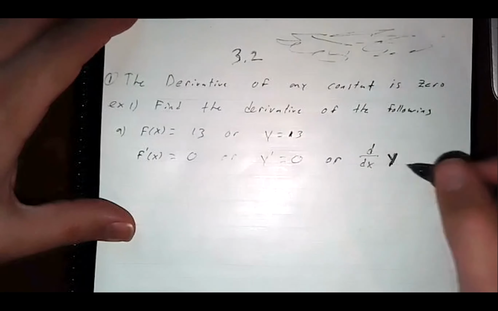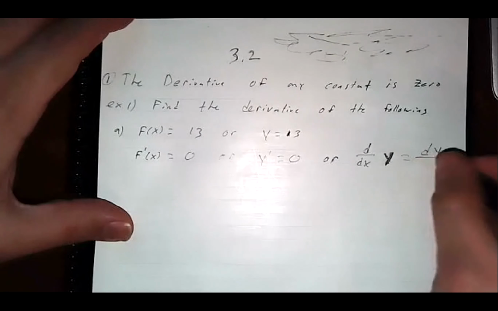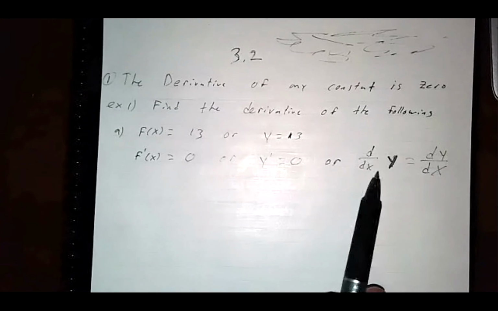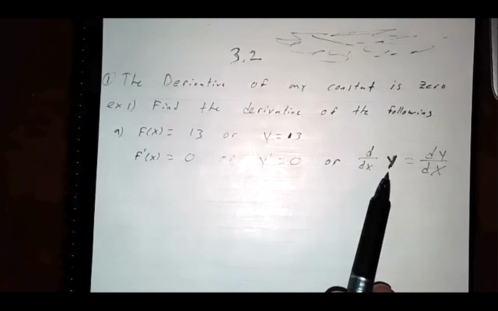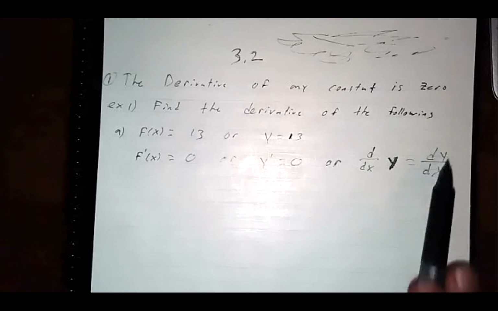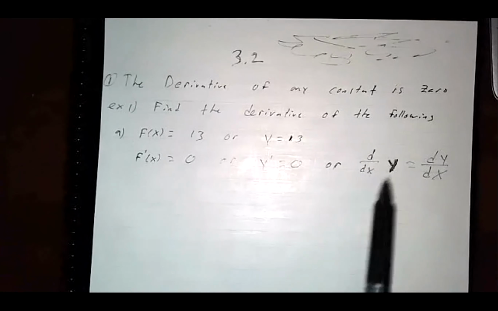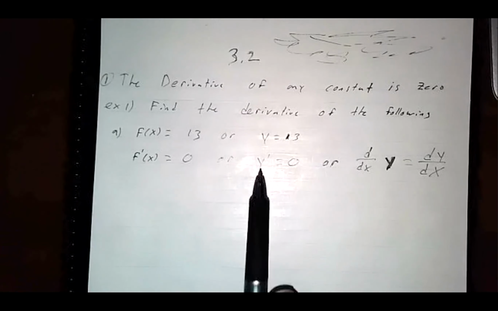Or d dx of y, that's the same as saying dy dx. So if you see any of these notations, it's the same thing. This right here, d dx of y, means take the derivative with respect to x of y. This means you kind of already did it. It's the same thing: derivative of y with respect to x. Y prime is basically the same thing. It's just a shorthand, but they don't tell you which variable they're talking about.